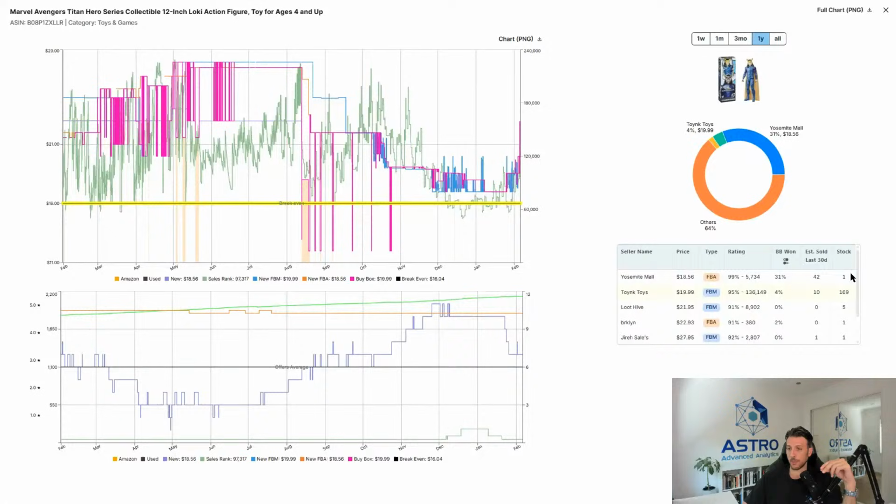This seller here probably doesn't have stock. When you see they have 1 unit of stock, it might be available, but it's most likely being transferred, that last 1 unit, so they're not really in stock. So that's why they're not in the buy box.